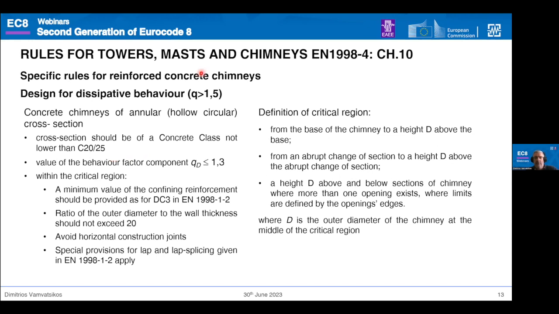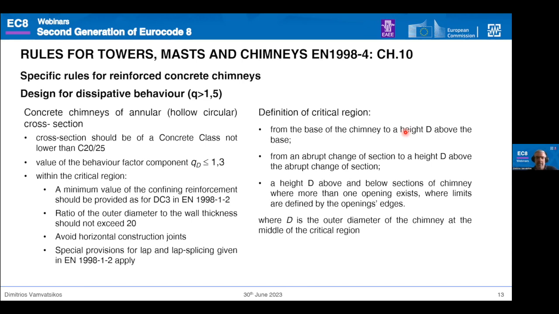Design for dissipative behavior for reinforced concrete chimneys in general, minimum concrete class is C20/25. QD, your ductility-based behavior factor component, should be less than 1.3, and you should take care of the critical region. Critical region is the part essentially at the base of the chimney, defined over here, up to a height of D, meaning a diameter above the base, and any abrupt change of section from one level to another or any opening, you should call it a critical section.